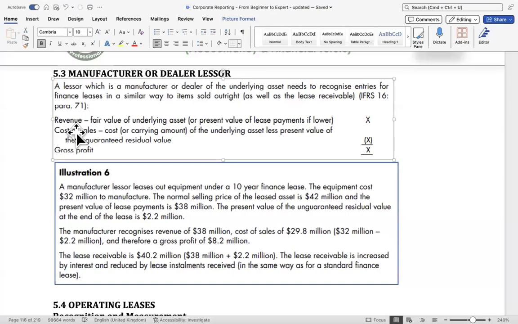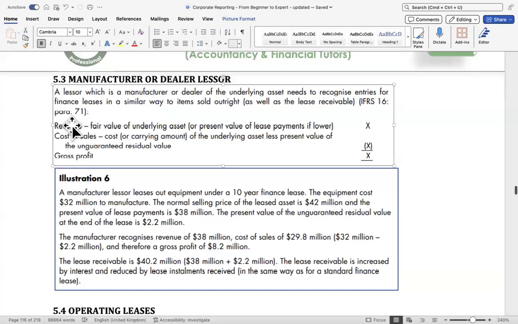Then we remove the cost of the asset, which is the cost of sales. However, from this cost, you would also less the present value of the unguaranteed residual value. So why are we lessing? Why did they even bring this one in the first place? Why are they lessing the present value of the unguaranteed residual value? Okay, this is why. Very straightforward.